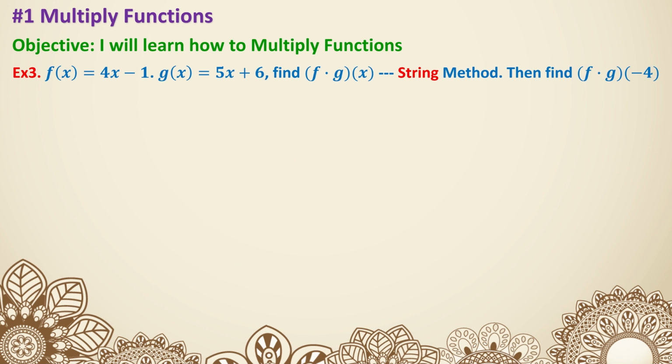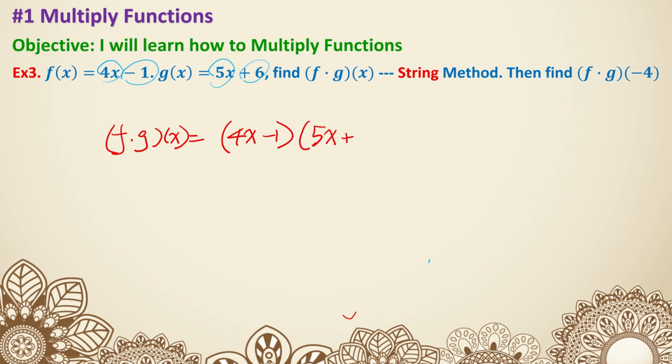Now we're going to learn a different method, which is called the string method. Something you need to understand, when you multiply, the key is as long as each term in the first function multiplied with each term in the second function, then that's the goal. We want everything to be multiplied with everything. So these are just two different representations to make sure that happens. So let me copy it down. F times g of x is the same as 4x minus 1, that's the first function, multiplied with 5x plus 6.